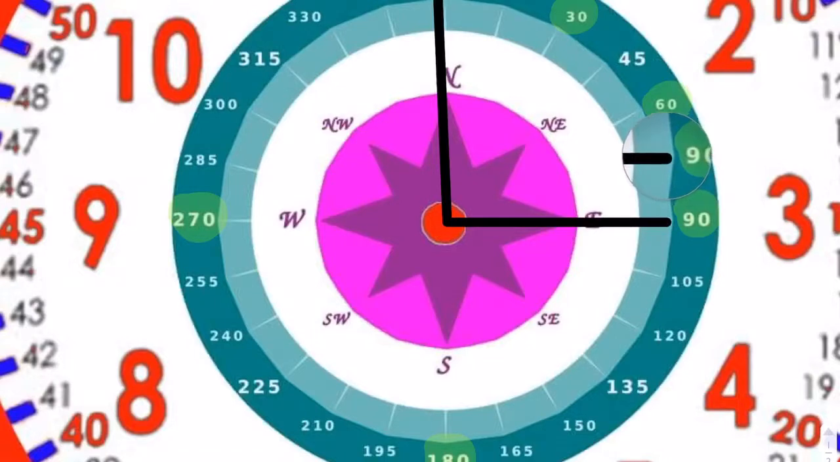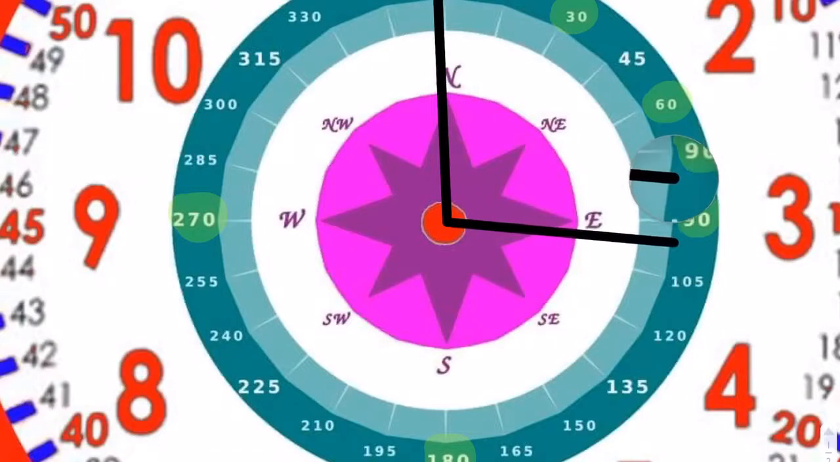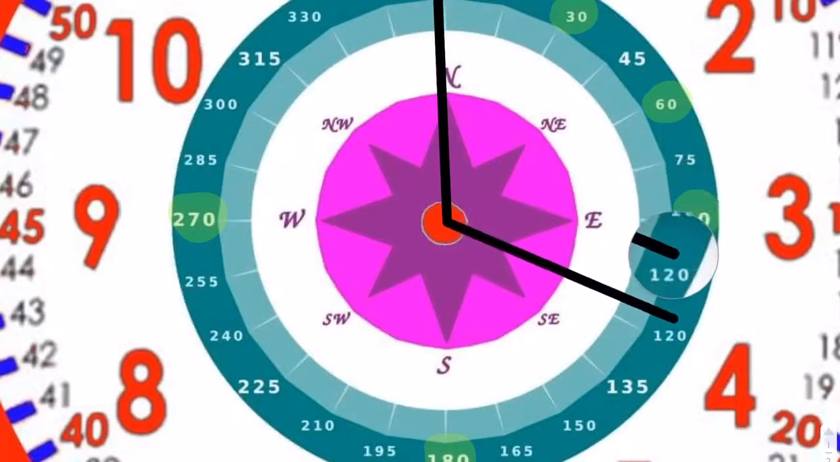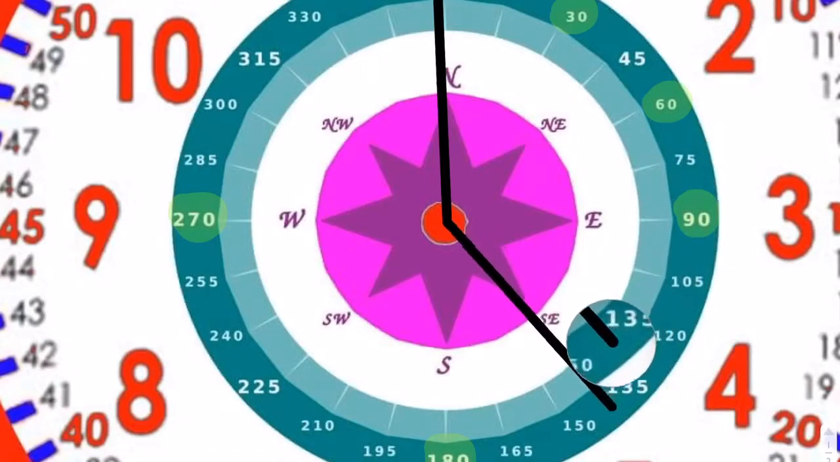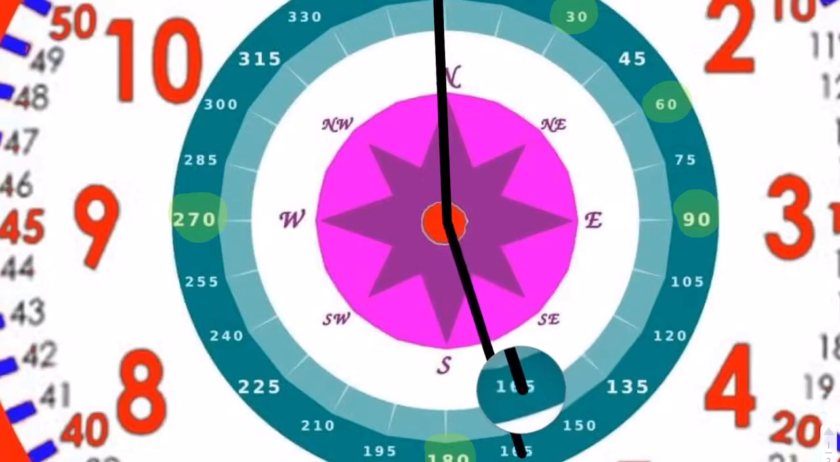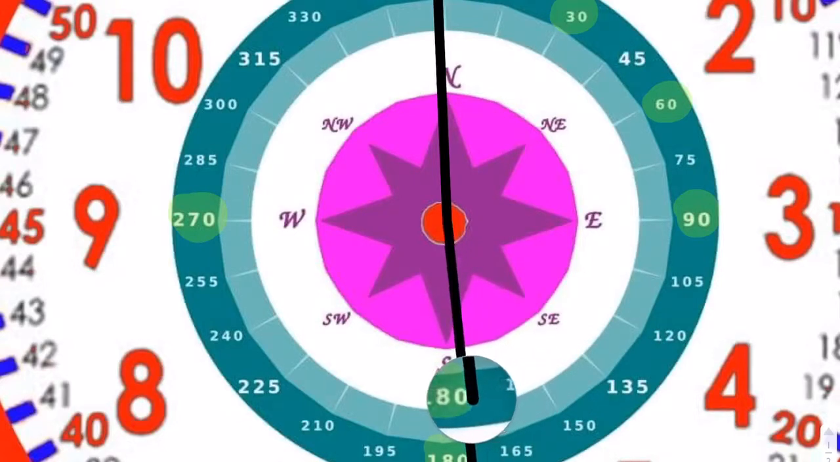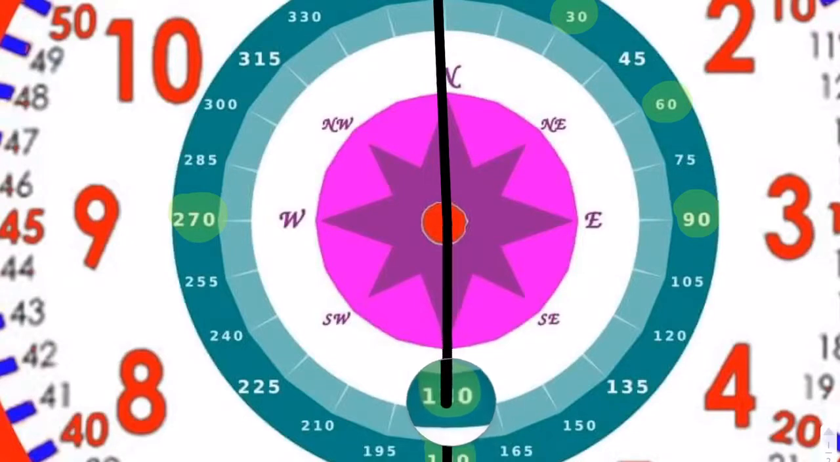Next, we have more than 90 degrees. So from 91 degrees all the way to 179 degrees, we call that an obtuse angle. At exactly 180 degrees, we call this a straight line angle or 180 degrees angle.